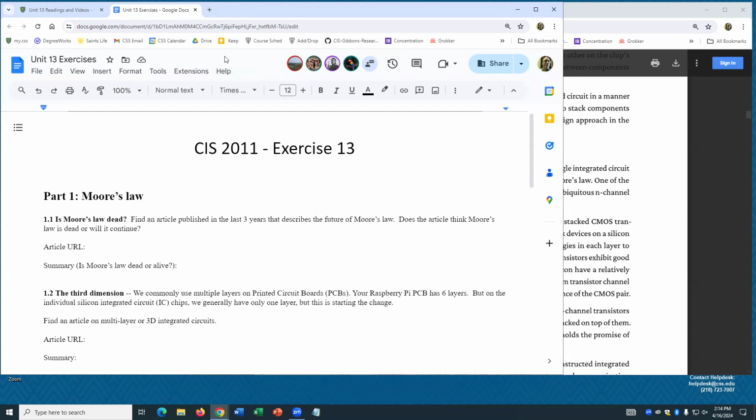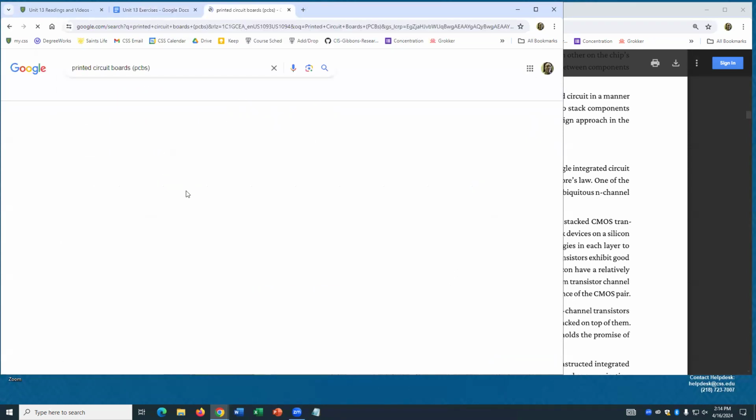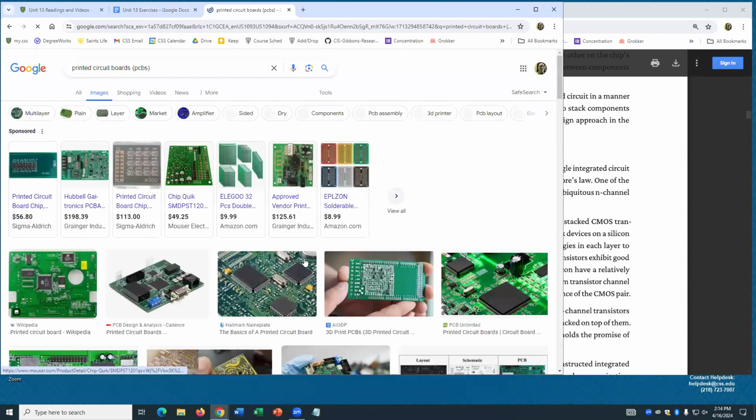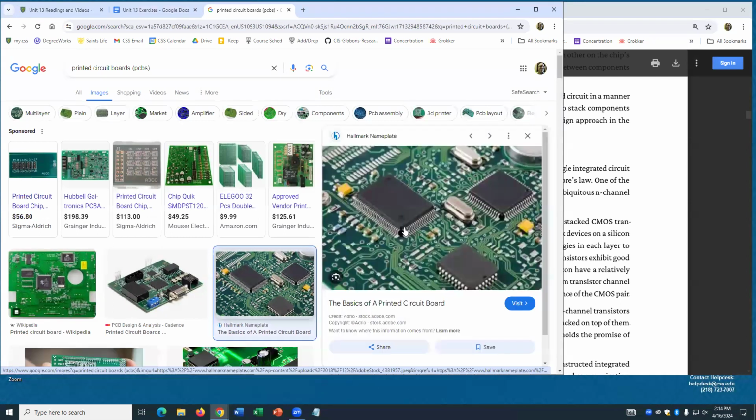So your Raspberry Pi is a printed circuit board. I should have put a picture in here of this. These green things that you often see are your printed circuit boards. And when you look at one of these, you can see the wires that connect everything. But often you see these wires come and just seem to disappear.